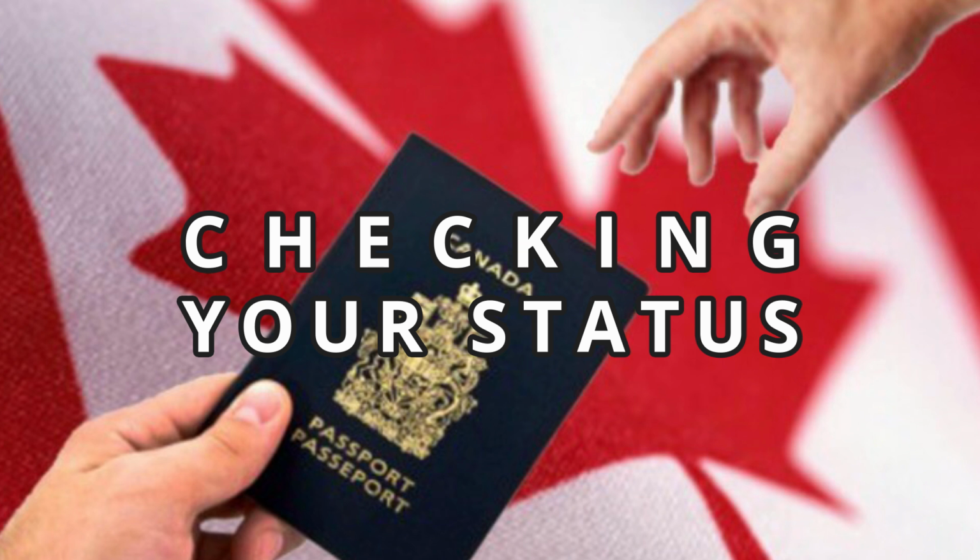Checking your status. Once you've submitted your PR card application and it's been entered into the IRCC system, you can check your status online at canada.ca or by calling IRCC at 1888 242 2100.